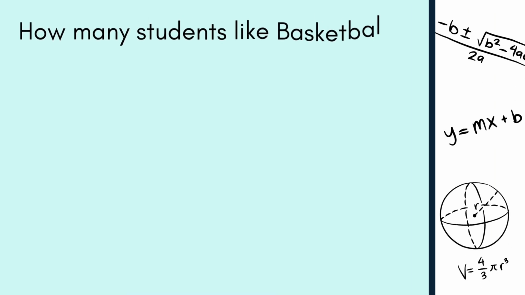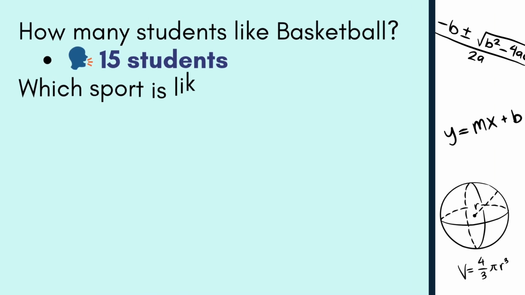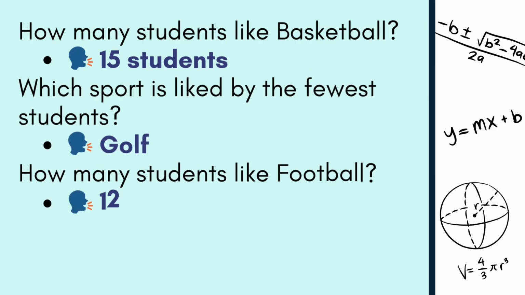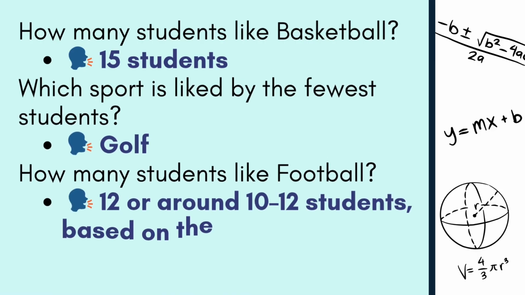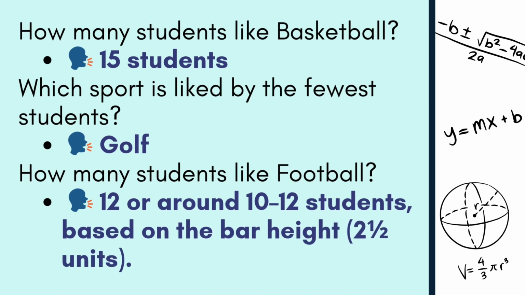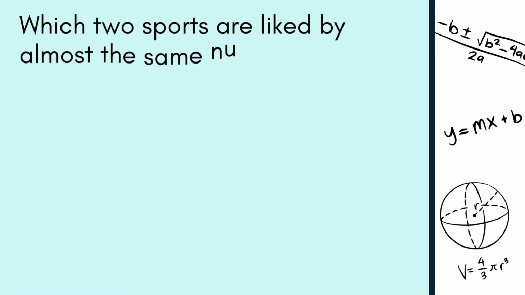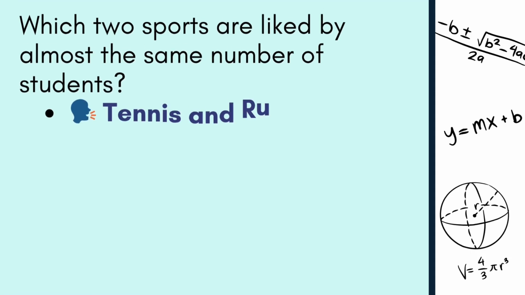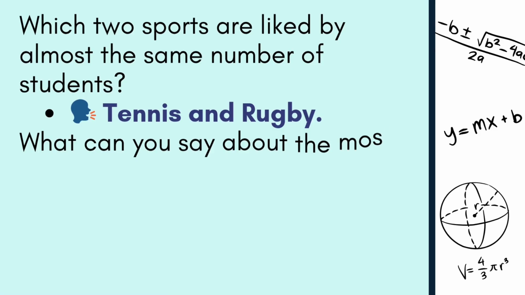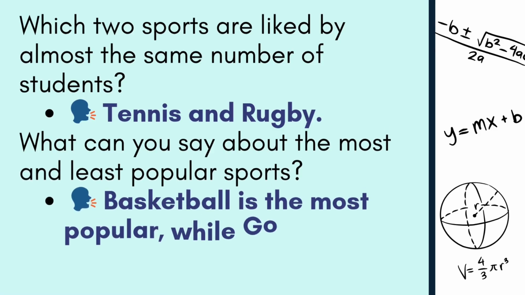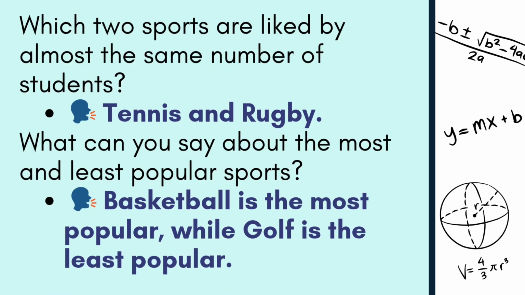Now, how many students like basketball? So it's 15 students. Which sport is liked by the fewest students? So it is golf. Now, how many students like football? So technically, 12 or around 10 to 12 students, based on the bar height. Okay, so which two sports are liked by almost the same number of students? So it is tennis and rugby. Now, what can you say about the most and least popular sports? So basketball is the most popular, while golf is the least popular sport.